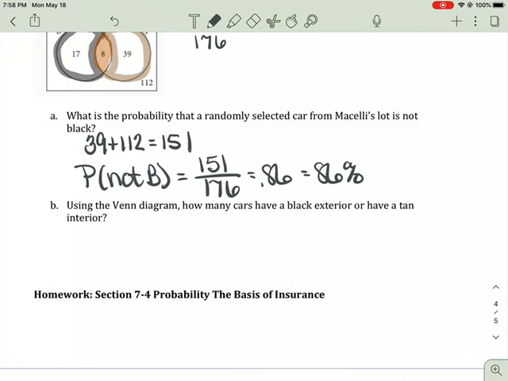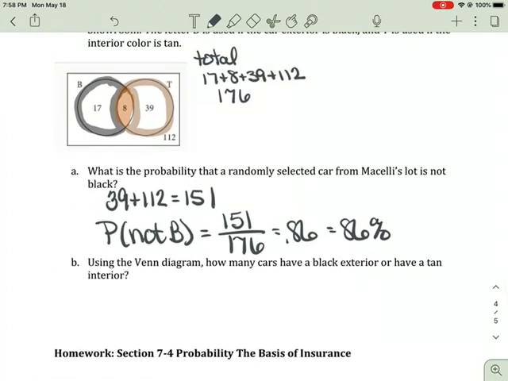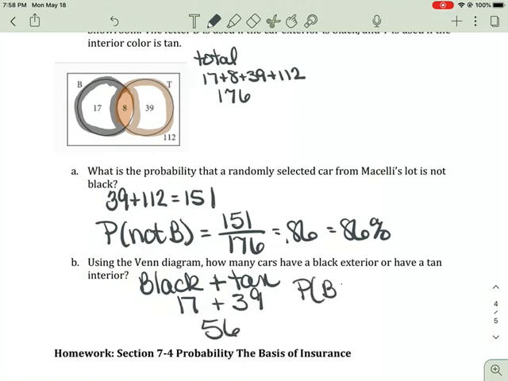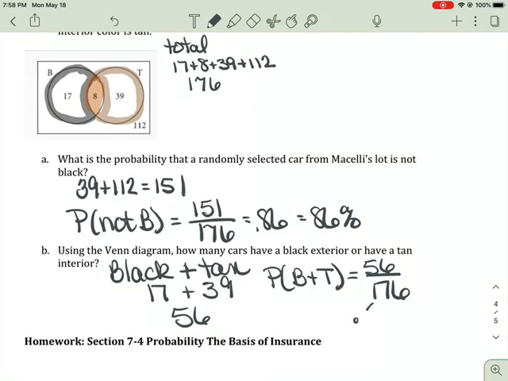Again, we're going to use this Venn diagram. How many cars have a black exterior or a tan interior, but not both? So this is just black or tan. Black plus tan, so there's 17 and 39. That's 56. So the probability of black plus tan is going to be 56 out of 176. I get about 0.32, or 32%.